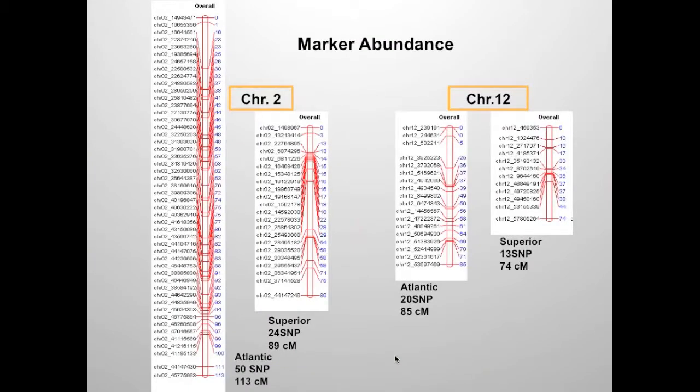I'm comparing here two chromosomes, the one that had the most markers and the one that had the least. Chromosome 2 had 50 SNPs in Atlantic and 24 in Superior, and chromosome 12 had 20 SNPs in Atlantic and only 13 in Superior. So there are differences in how many SNPs we can get for different chromosomes.